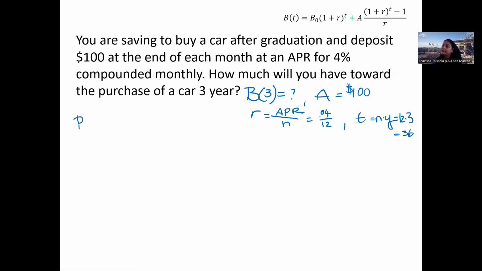So we have our equation. B sub 3 is equal to, and again, we're not worried about the beginning balance. We're just going to assume that is equal to 0.